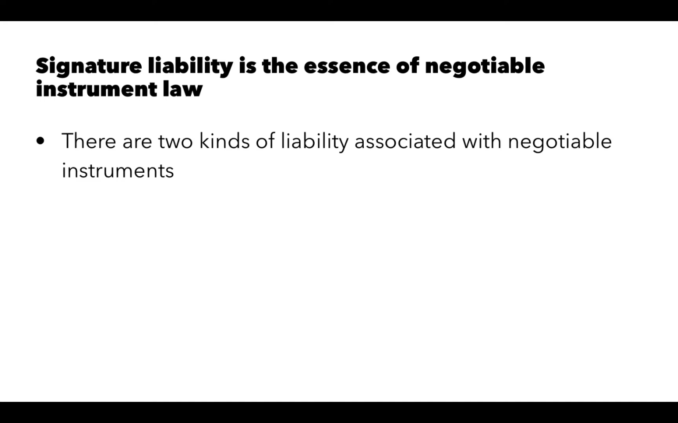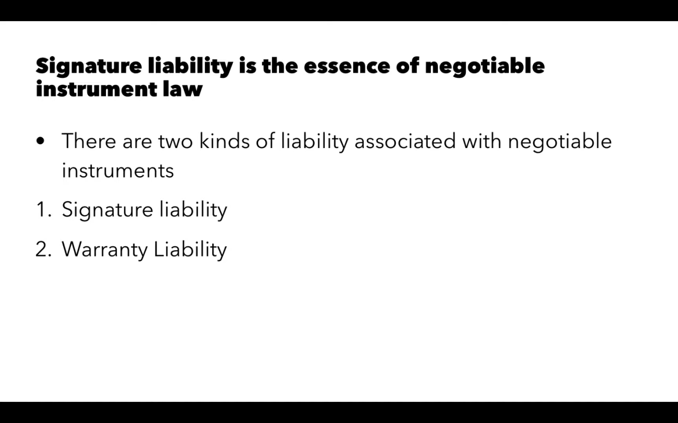Now, there are two kinds of liability associated with negotiable instruments. There is signature liability, which we just described, and there's also warranty liability. Warranty liability is liability that's going to extend to both signers and non-signers. A breach of warranty can occur whenever the instrument is transferred or negotiated.